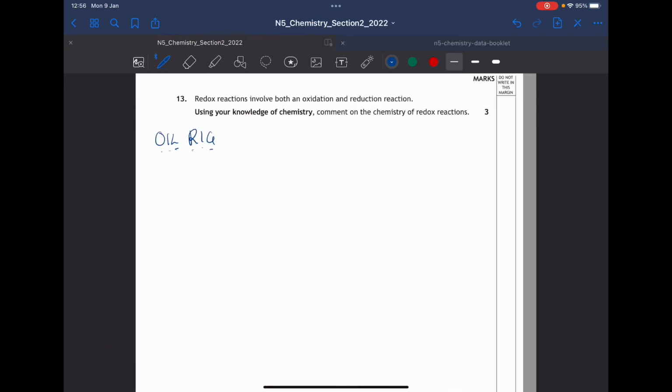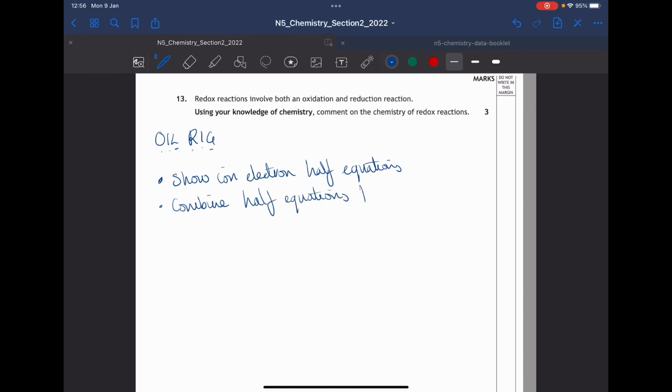So then you could also show how you combine the reactions. So show ion electron half equations. Combine half equations for an overall redox reaction. So that's where you get the electrons to cancel out. So you might need to multiply them, whatever, to get them to cancel out.